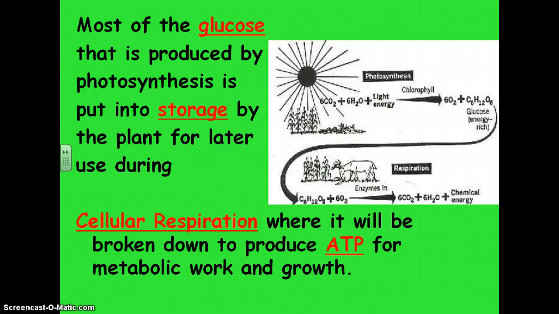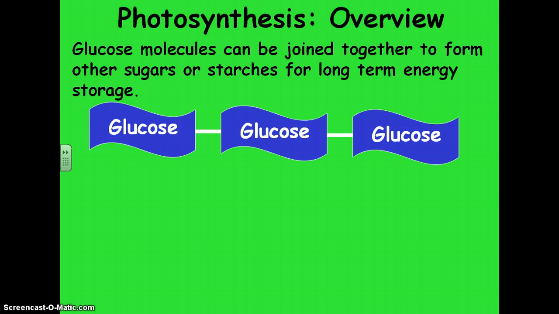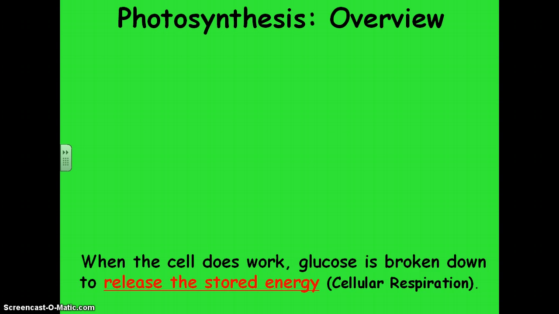Cellular respiration is where it will be broken down to produce ATP for metabolic work and growth, and that's just cellular or chemical reactions. An overview: glucose molecules are joined together to produce the sugars and starches for long-term energy storage. So they become the carbohydrates that we've been talking about. And remember, glucose is a building block, or the monomer of a carbohydrate.